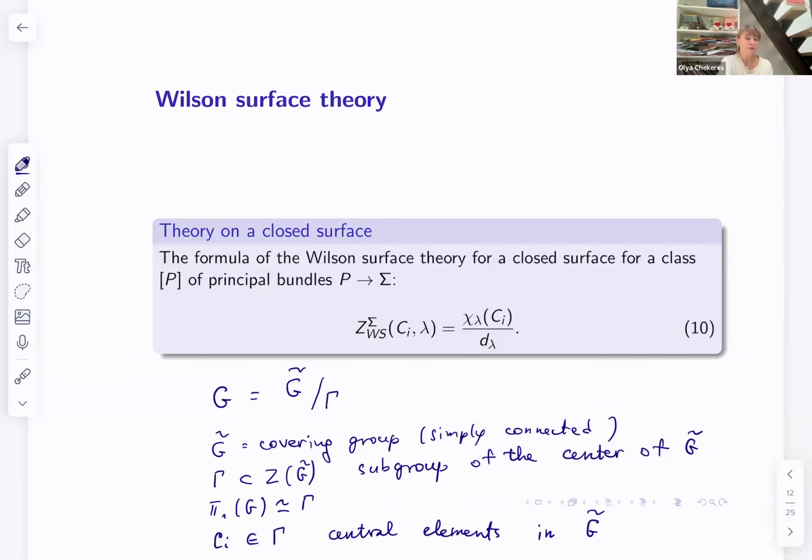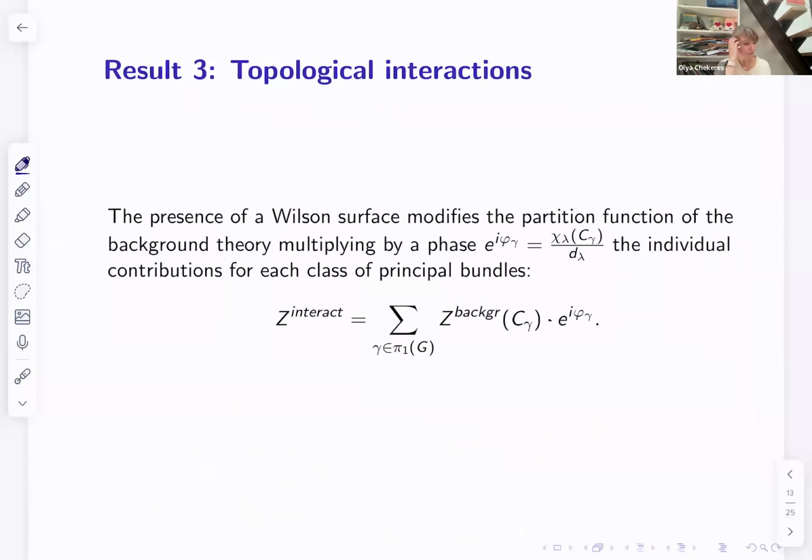So for each class of the principal bundle, for each central element of the covering group, we obtain the character of the representation computed on this central element, and then the dimension of the representation stands for the normalization factor. So this is the formula which we obtain for each class of the bundle.